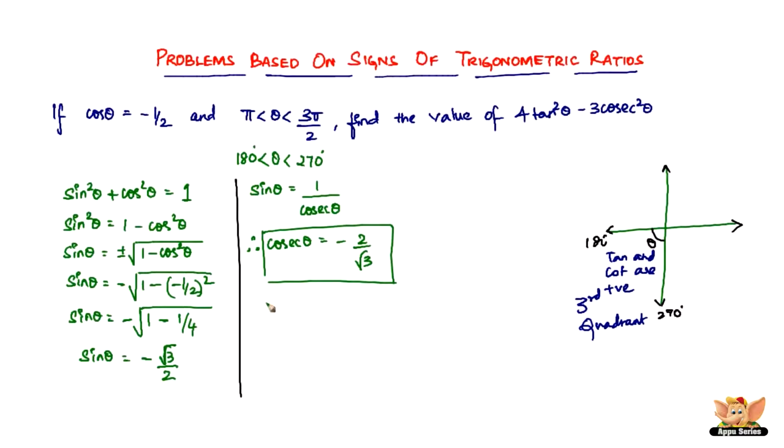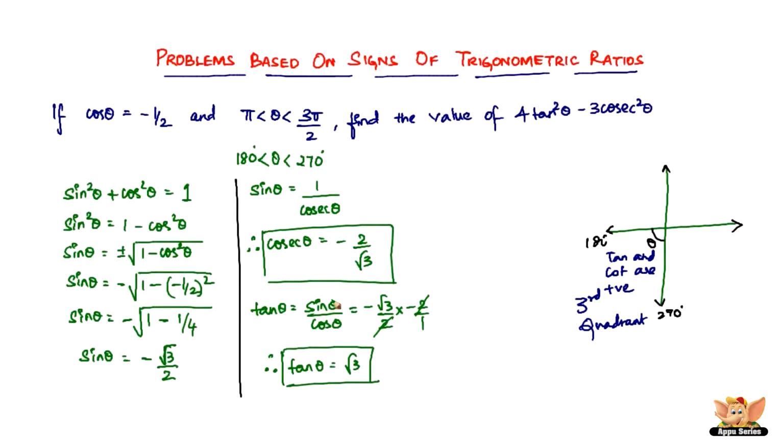So how are we going to find tan theta? Not very difficult. Tan theta equals sine theta divided by cos theta. So what is sine theta? Sine theta is minus root 3 by 2, divided by cos theta, which is nothing but multiplication by the reciprocal of the denominator, that is minus 2 by 1. So 2 and 2 get cancelled, negative negative becomes positive. Therefore tan theta is nothing but root 3. Now that we found the values of cosecant theta and tan theta, we can substitute those values in this expression and find the required answer.